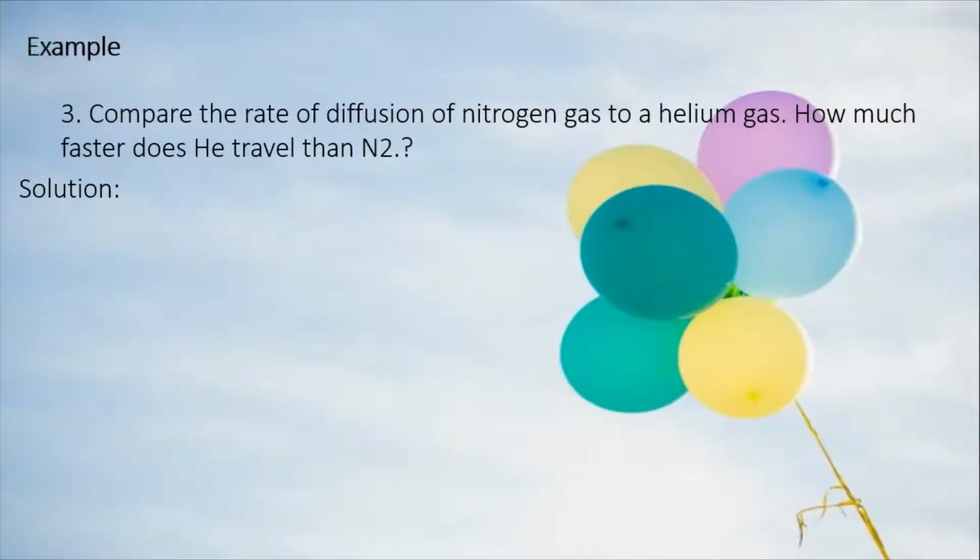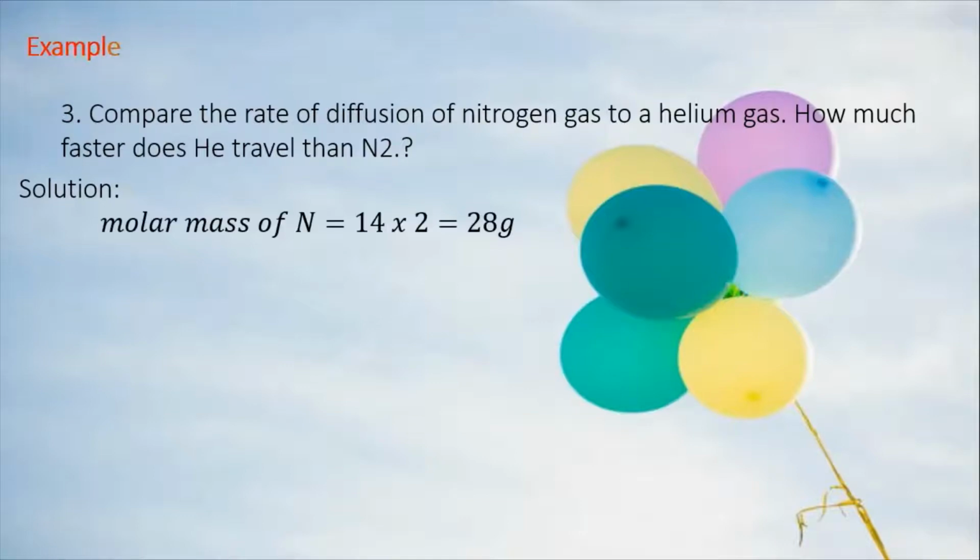For our third example, compare the rate of diffusion of nitrogen gas to helium gas. How much faster does helium travel than N2, or nitrogen? So for our solution, the molar mass of nitrogen is 14 times 2 because we have 2 here, which indicates that there are 2 nitrogen atoms, so it equals 28 grams. The molar mass of helium is 4. These molar masses are from your periodic table of elements.